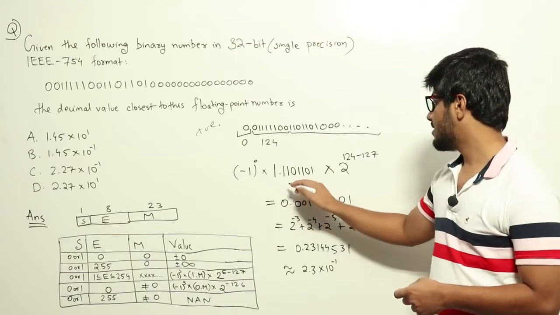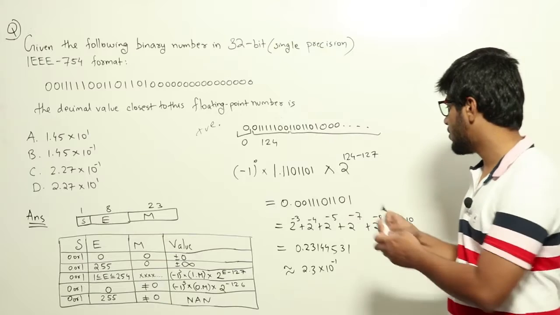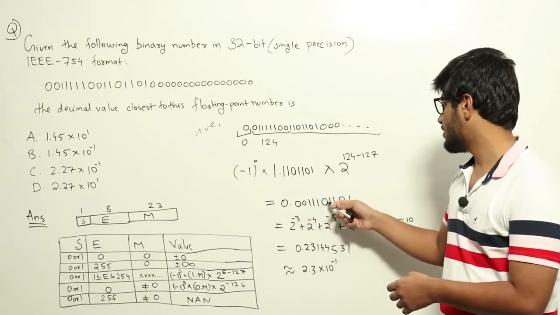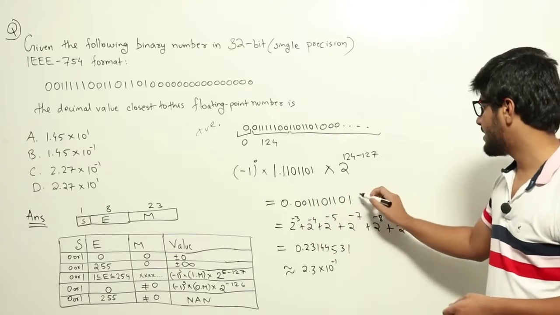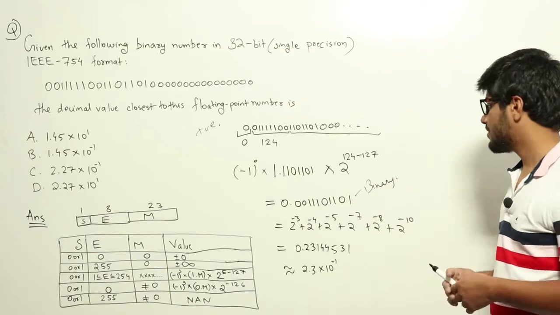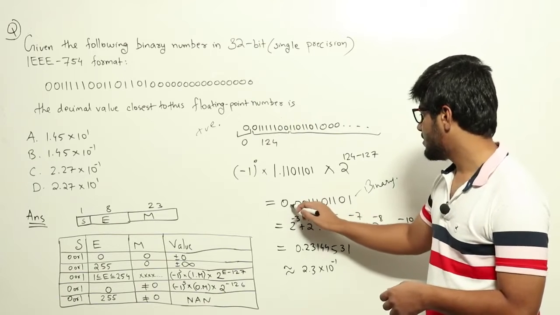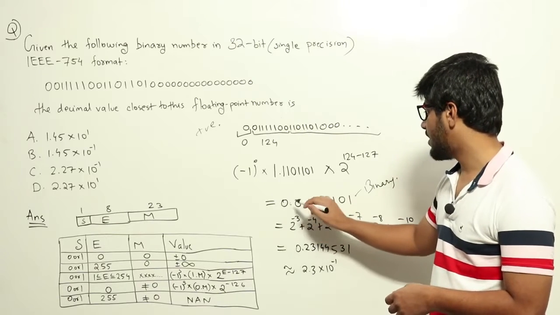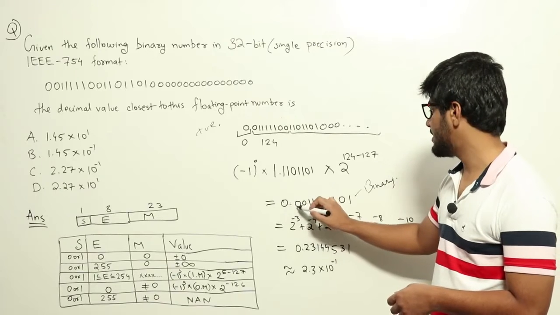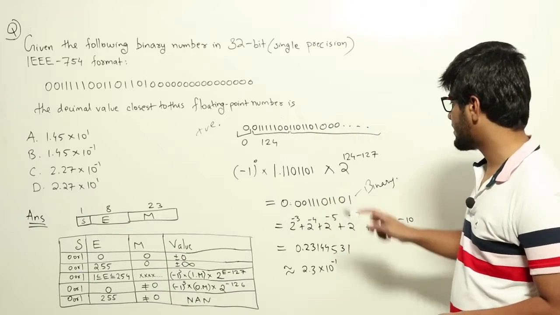Now that number is 1.1101101 into 2 raised to -3, that is 0.0011101101. This is in binary. Now we need to convert it to decimal. So when we are converting a binary to decimal, this is the dot part. So after this the weight of this bit is 2 power minus 1, the weight of this bit is 2 power minus 2, this is 2 power minus 3, etc.